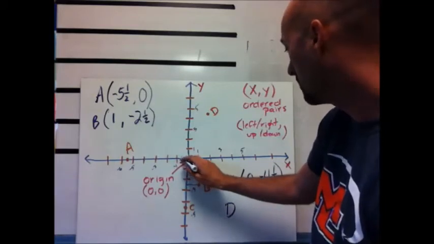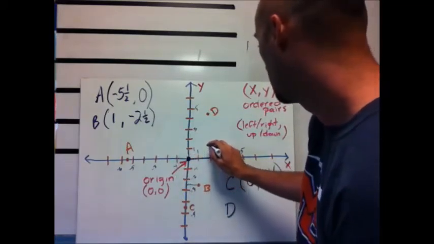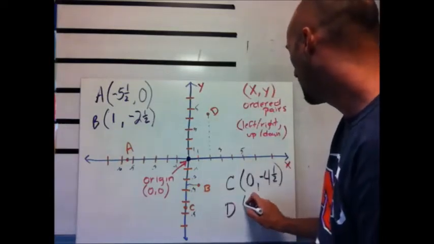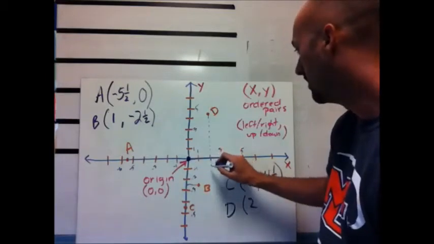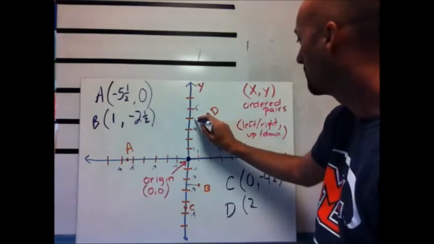And then lastly, point D. So I go over here and that's at 2. So my x value is 2. Remember, start at the origin, left or right, and then up, down. In this case, I had to go right and then up. This is 4.